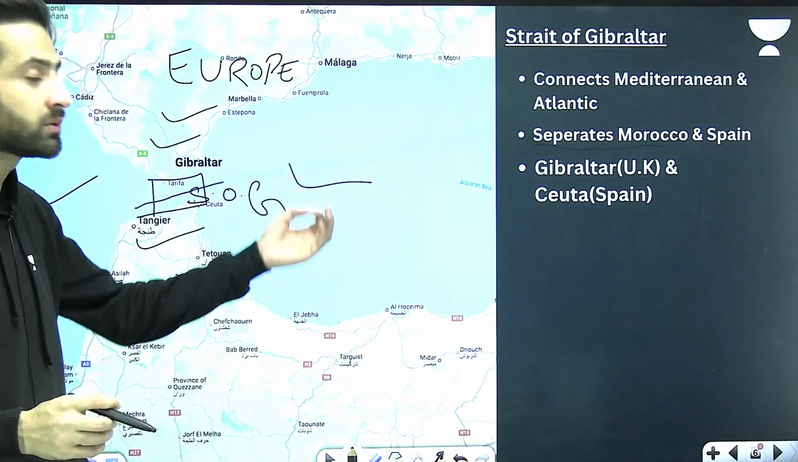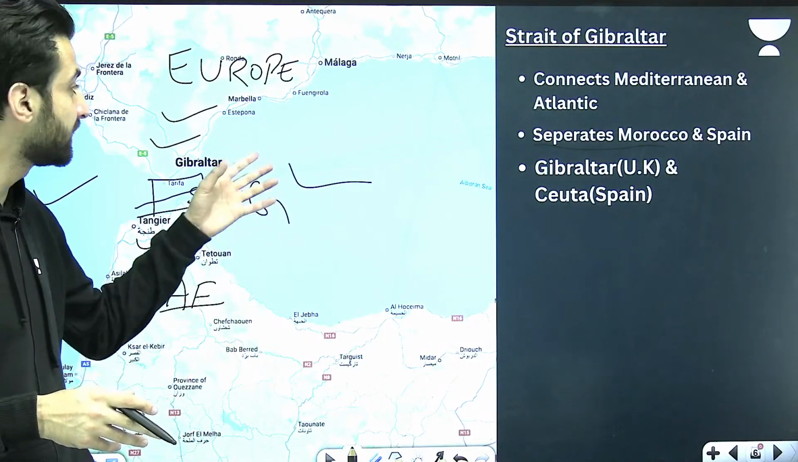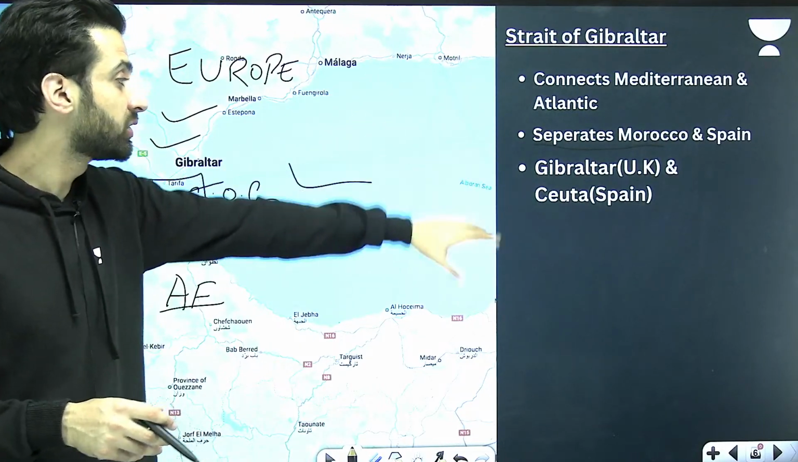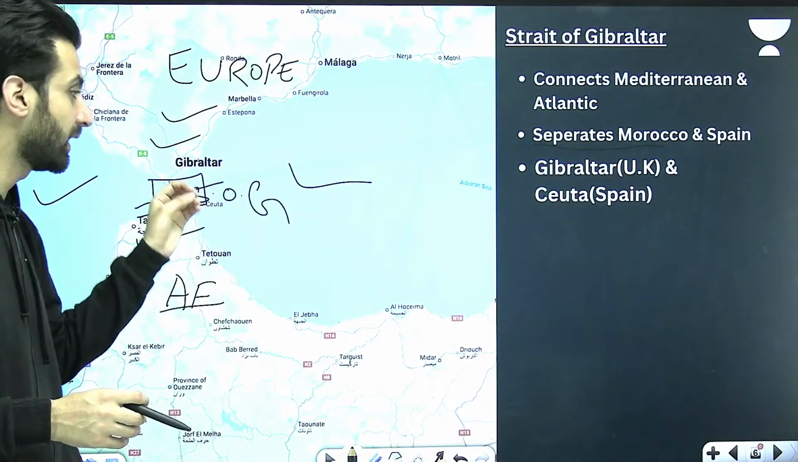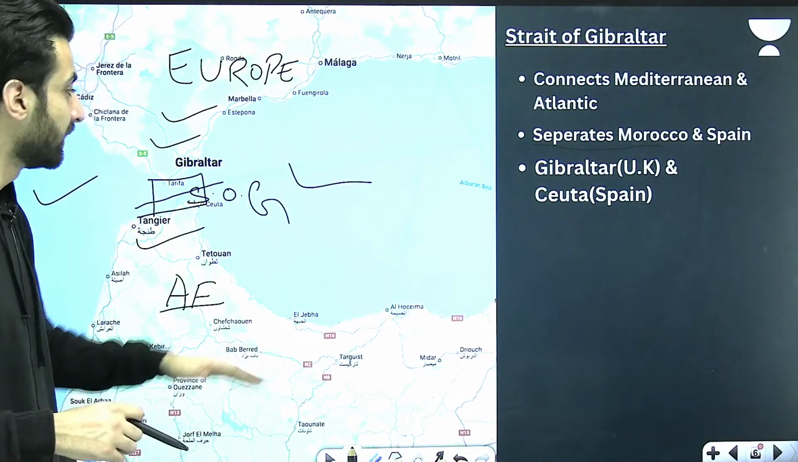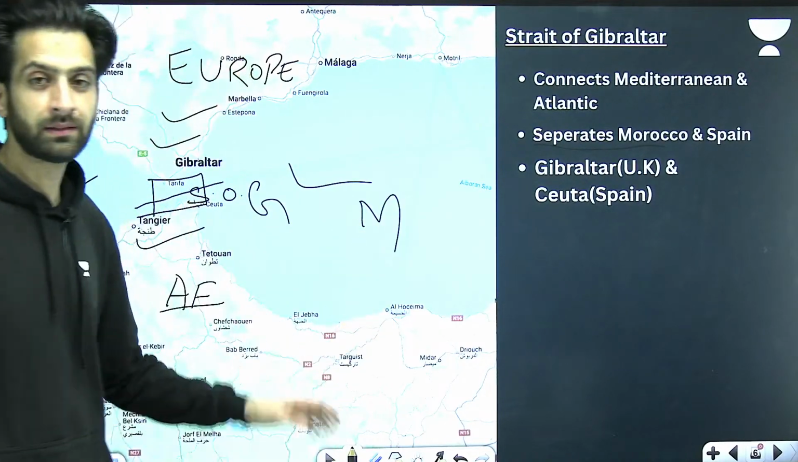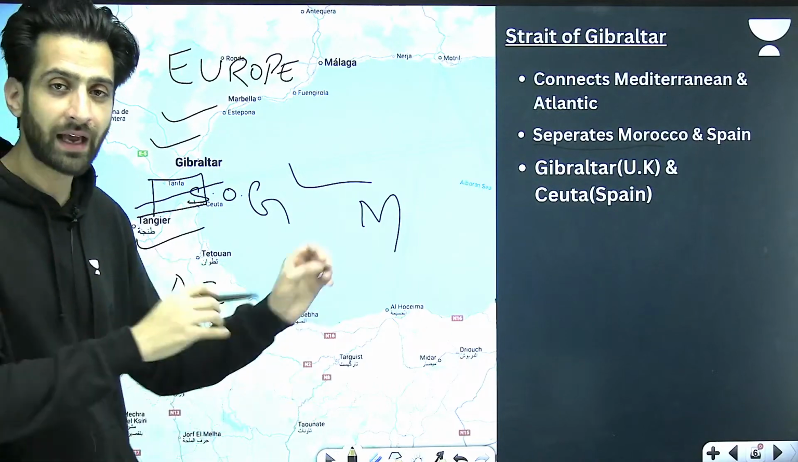Very important, it depends on the examiner what he asks you. He can ask you about the two separations, what is being separated. After that, he can ask you about the two continents or even the seas. Gibraltar and Ceuta are the two regions that are being separated by the Strait of Gibraltar. Is it clear? This is the Mediterranean Sea, which I was already discussing. So you should have an idea of how we are going to tackle these things.